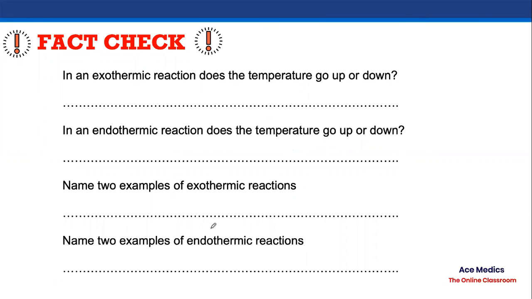And so the first one, in exothermic reactions, does the temperature go up or does the temperature go down? What are we thinking? Exothermic reactions. What is happening to the temperature? So write your answers in the chat. In exothermic reactions, does the temperature go up or does the temperature go down? So we're talking about the temperature of the surroundings, okay? What do we think?